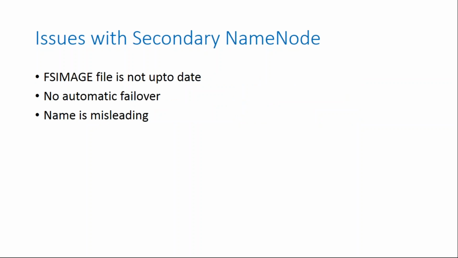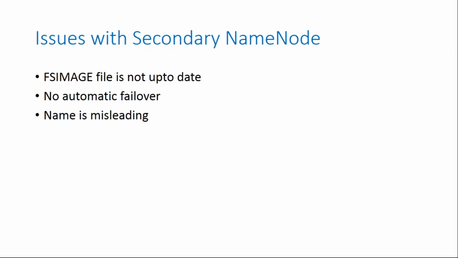So these are the issues with the secondary name node, as I was talking about earlier. The FS image file is not up to date, so it is done periodically. If it is done at 10 o'clock and the primary name node goes down at 10:45, the 45 minutes of data updates are gone.